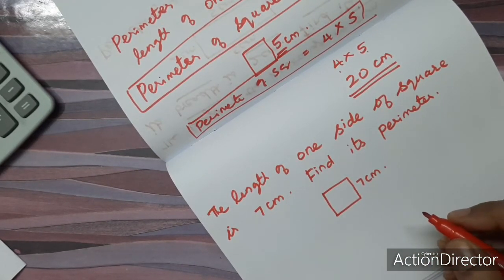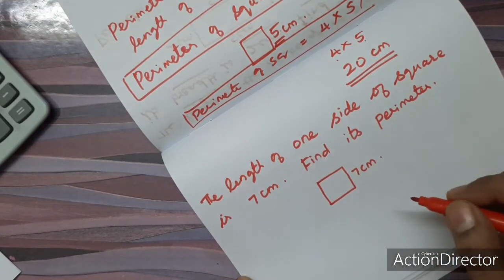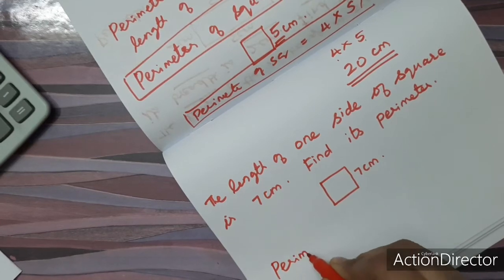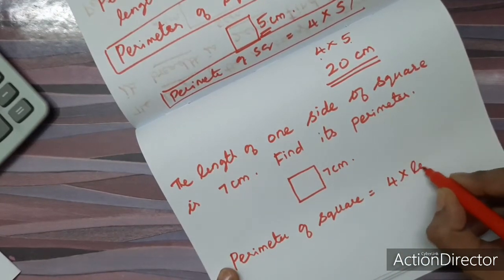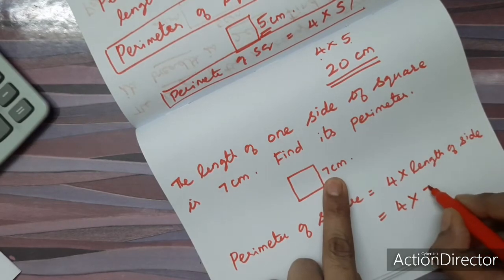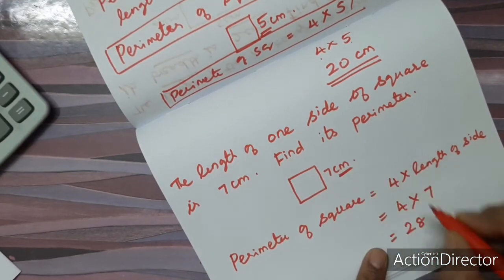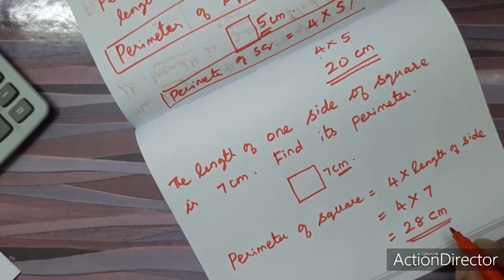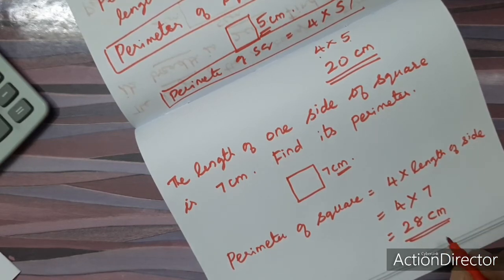Now we are going to find the perimeter of the square. We know the formula. Perimeter of a square is 4 into length of side. So 4 into 7 centimeter. What is 4 into 7? 4 sevens are 28. They have given centimeter here, so here also centimeter. It is important to write the units. Centimeter means centimeter, meter means meter. You have to write everything. If you are not writing, the sum is wrong. I will mark it wrong only. This is how you will find the perimeter of a square. The formula is 4 into length of side.